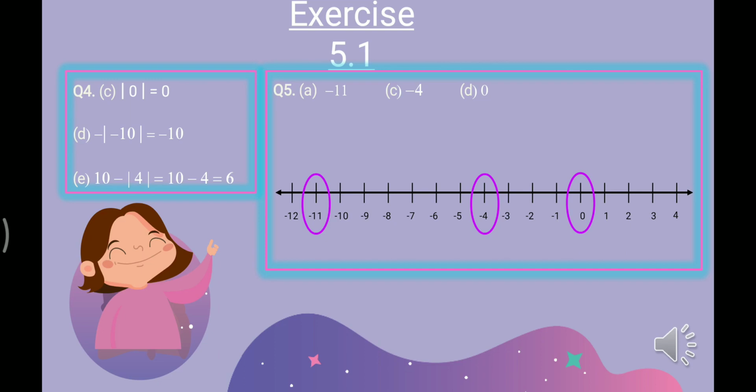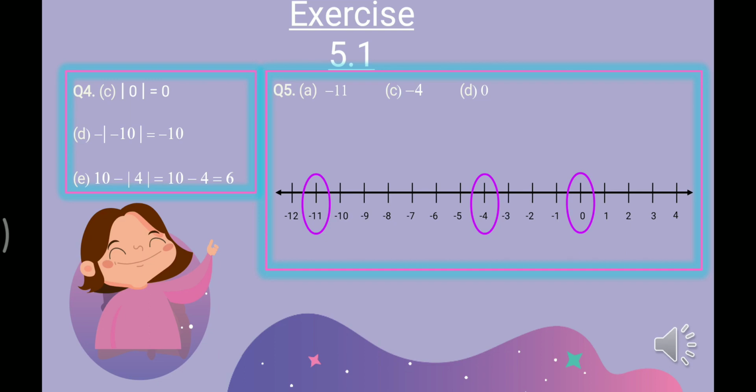In question number 5, we have to represent the following numbers on the number line. It should be noted that whenever you draw any number line, you can extend it as per your need. Since you have to represent minus 11 on the number line, I have extended the number line up to minus 12. In A part, we have to represent minus 11. I have represented it on the number line by drawing a circle around it.